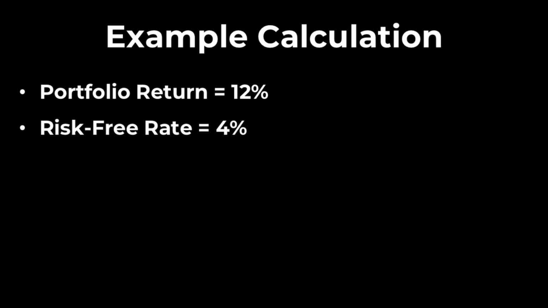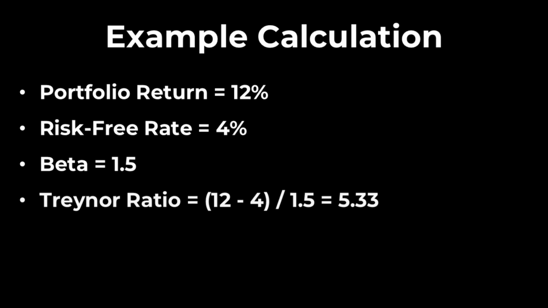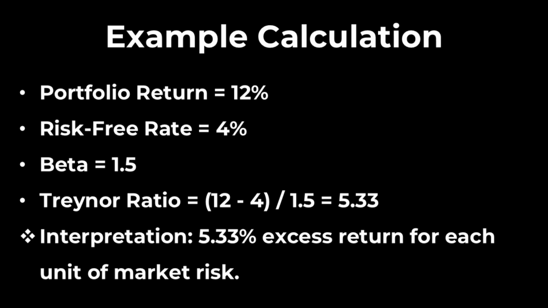Let's put some numbers to it. Say your portfolio returned 12%, the risk-free rate is 4%, and your beta is 1.5. Subtract 4 from 12, and divide that 8% by 1.5. You get 5.33, that's your Treynor Ratio. In simple terms, you earned 5.33% of extra return for every unit of market risk you took on.